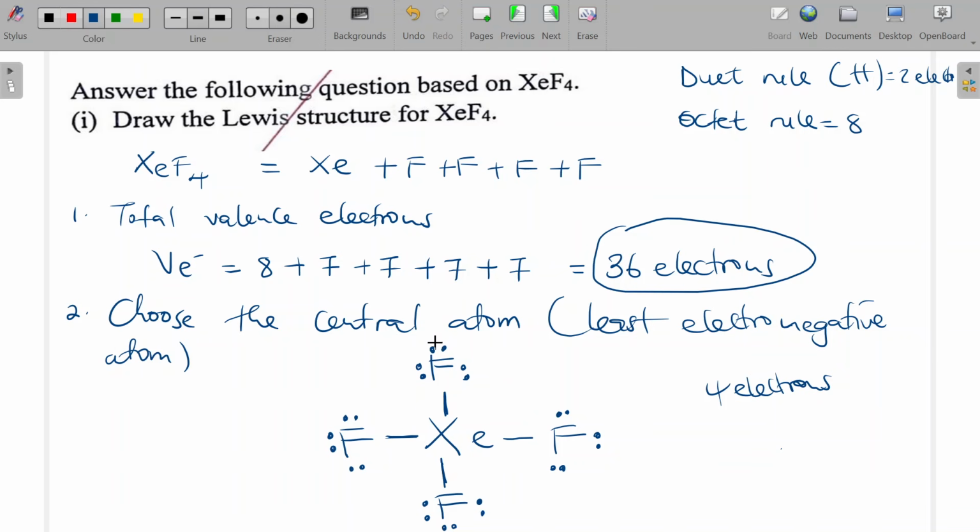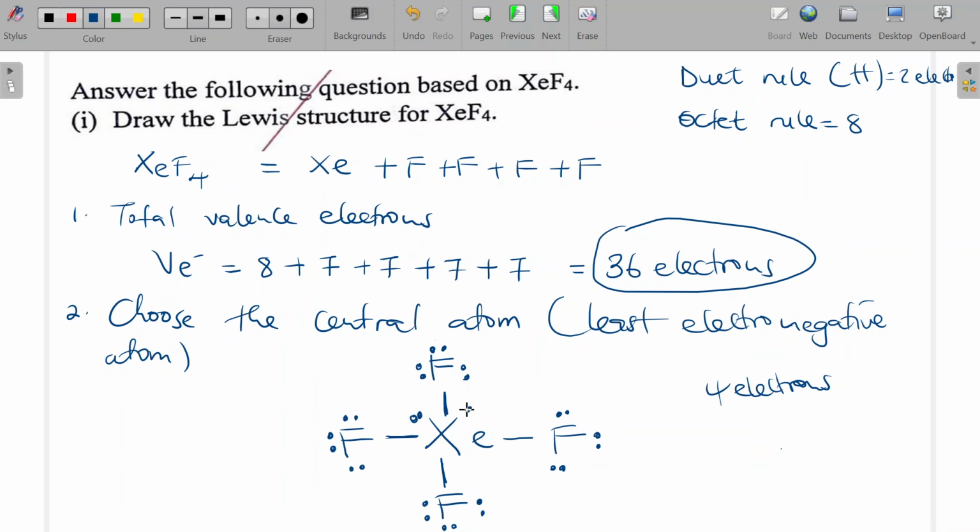Now remember that not every structure is going to follow the octet rule. There are some exceptions, like for example this one. You're remaining with 4 more electrons, and all these 4 electrons are supposed to be on this structure. So the remaining electrons, you add them here on the central atom. They will become lone pairs on the central atom.